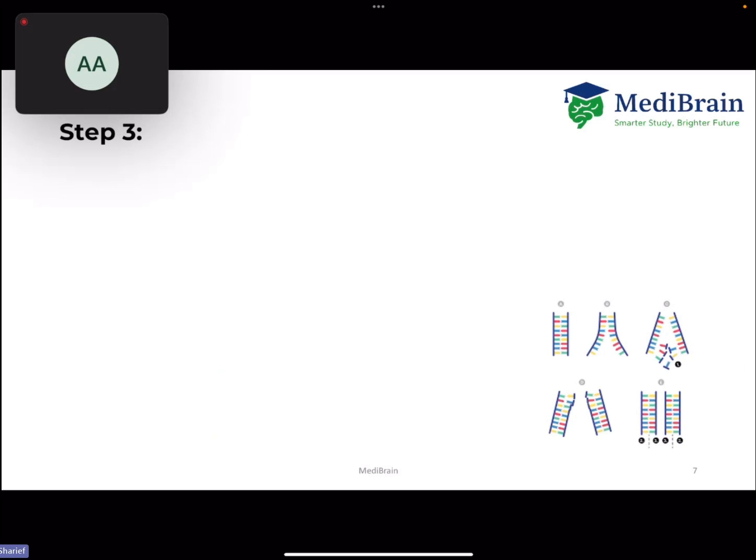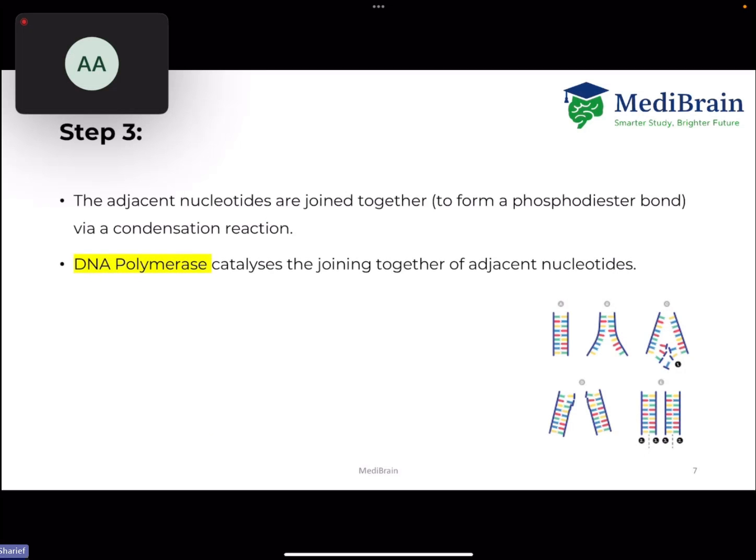Okay, now the final step, there is another step after this, but it's just a summary step. This is the final step. So remember, there were two enzymes: DNA helicase and DNA polymerase. We've talked about DNA helicase already. DNA polymerase. Basically, now the free-floating nucleotides are attracted to the exposed base pairs on the template strand. How are those nucleotides going to join together? They have to join together via an enzyme, and it's DNA polymerase that catalyzes the joining of adjacent nucleotides.